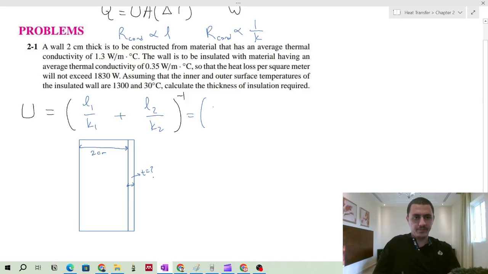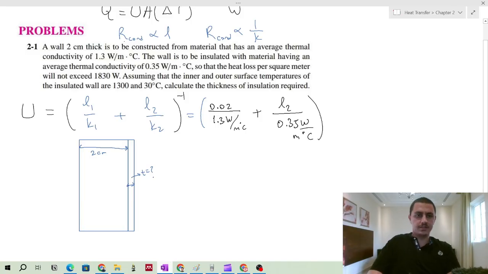L1 is just 2 centimeters, 0.02, over K1, which is 1.3 watt per meter degrees Celsius, then plus L2, I don't know L2, over K2. K2 is just 0.35, like insulation. So here you have more conductivity, but here is less conductivity since it's an insulative layer.